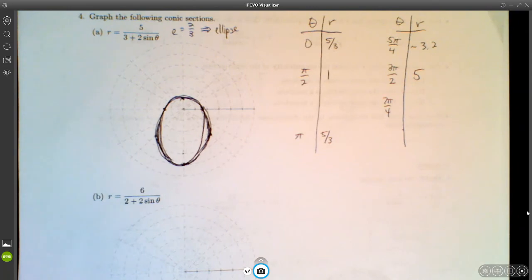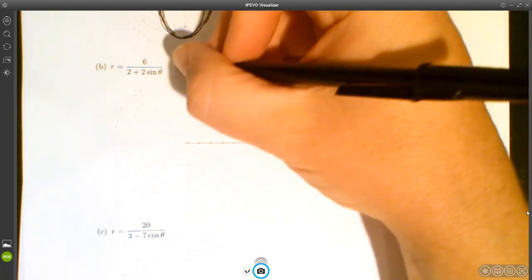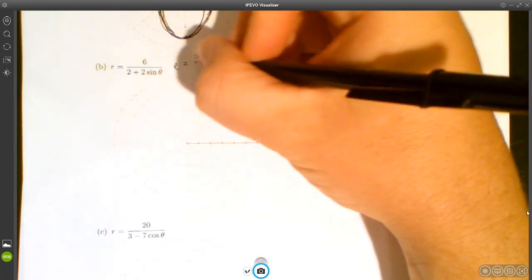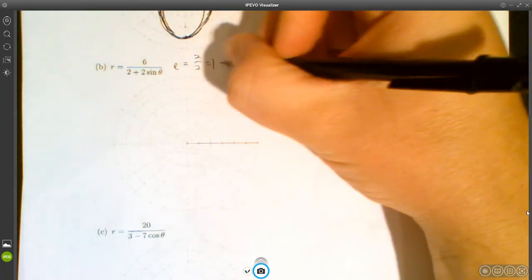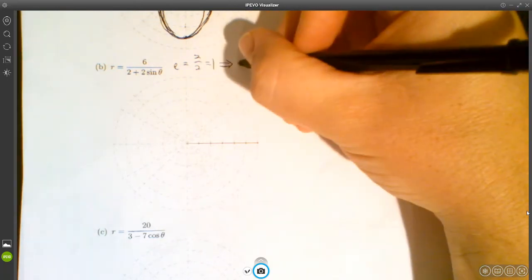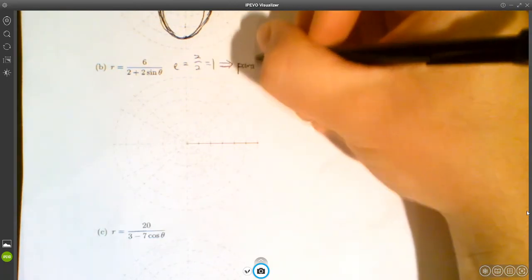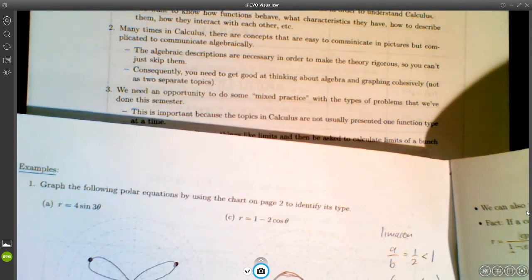You're welcome to graph this in Desmos to verify that it's correct. But let's look at another one. So here we have r equals 6 over 2 plus 2 sine theta. The eccentricity is going to be 2 over 2, which is 1. That tells me that we've got a parabola, right? Yep. So we've got a parabola.